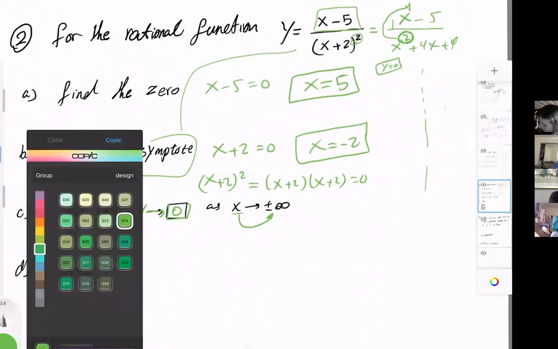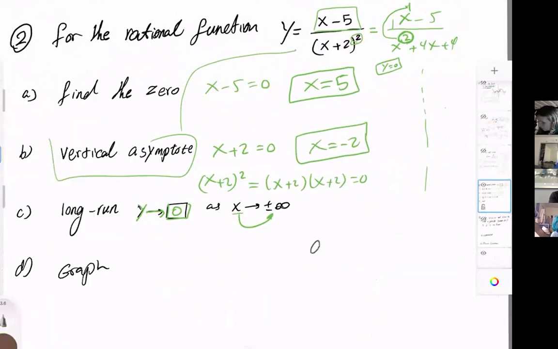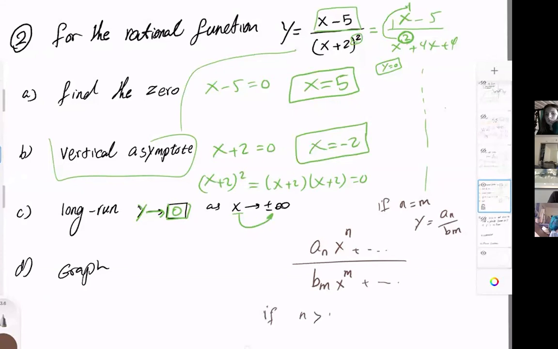I think yesterday we talked about this, that if you have a_n x to the power n divided by b_m x to the power m, if n equals m, y equals a_n over b_m, the coefficients. If n is more than m, n plus 1, then there is no horizontal asymptote. If n is less than m, we have y equal to 0.